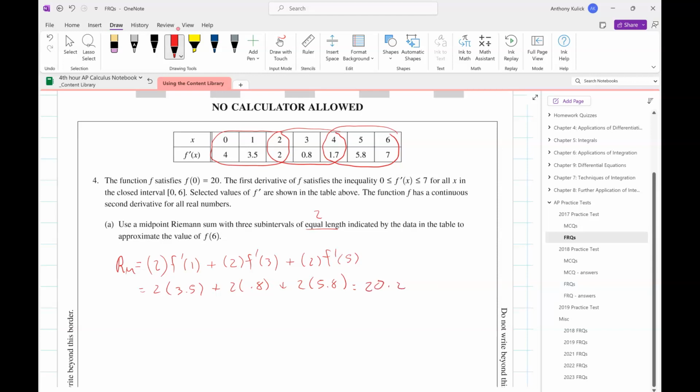And again, you wouldn't have to necessarily simplify that out. I think if you had gotten that without simplifying it down to 20.2, that would be 1 point. But that is not the answer.